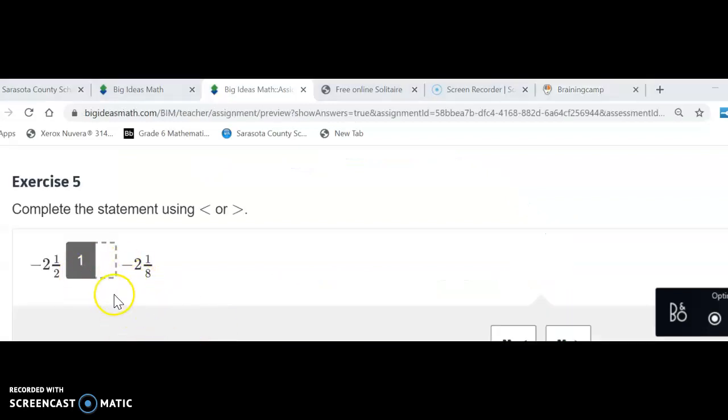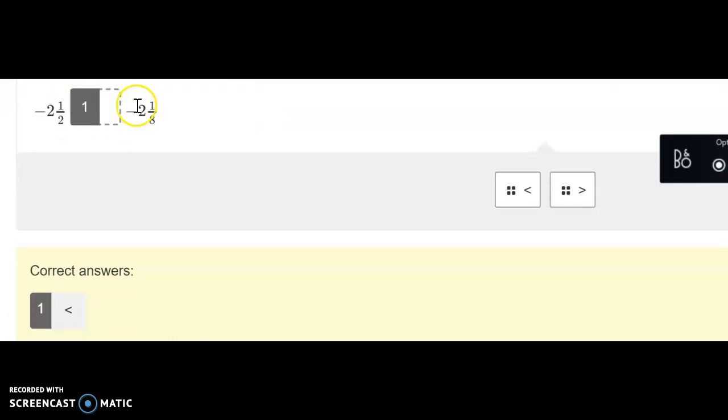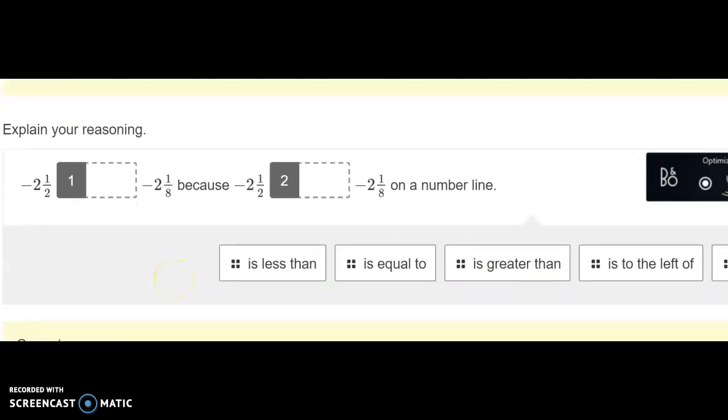When we're looking at it as a negative number, we have to remember we're coming from 0. So it would be better to owe this amount, so this amount is going to be the bigger amount. So -2 1/8 is larger, or closer to 0, or closer to the positive numbers, than -2 1/2. The reason we pick this is because -2 1/2 would be less than -2 1/8, because it is to the left. Remember a little number line here. It's farther to the left than -2 1/8 is on the number line.